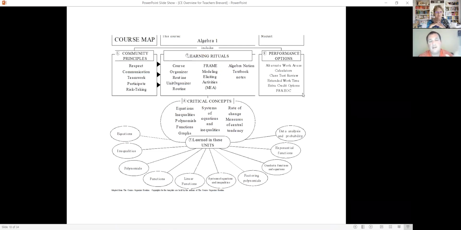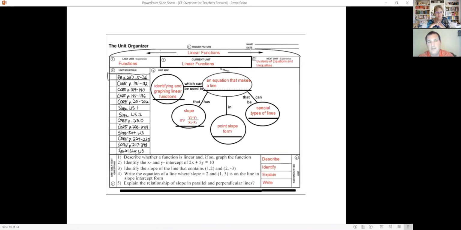Okay, so inside of the course organizer, I'm going to walk you through a unit here. The 5th unit that I have is linear functions. As we get into the unit, each one of these 10 units is going to have one of these called a unit organizer that starts to narrow down the information to the students.